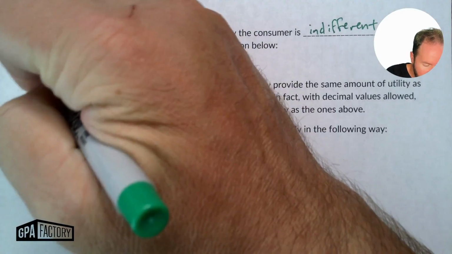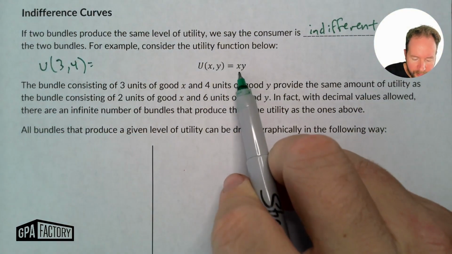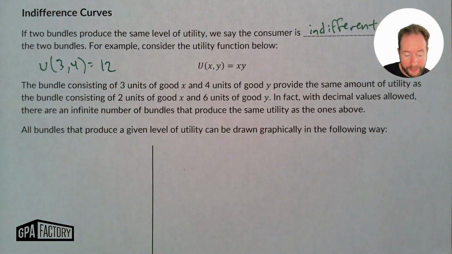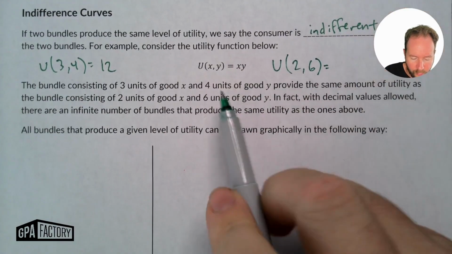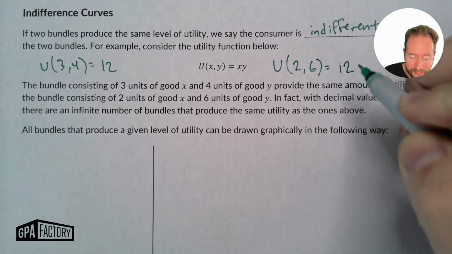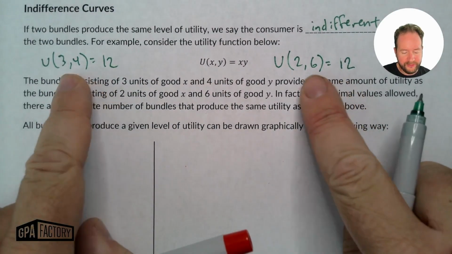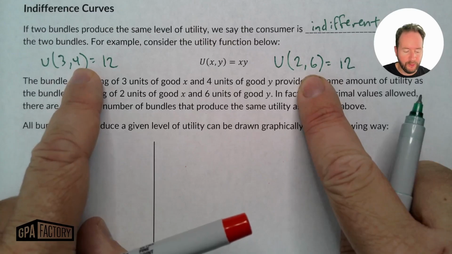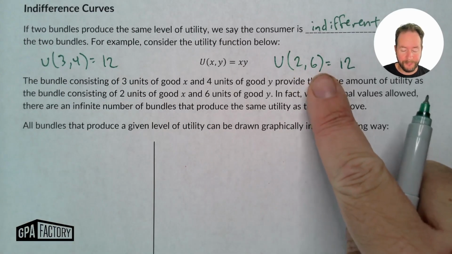What is U of 3, 4? Well, when I plug in 3 here for X and 4 here for Y, I get 3 times 4, which is 12. On the other hand, I could be looking at the utility for the bundle 2, 6, where I plug in 2 for X and 6 for Y, and that again gives me 2 times 6, which is 12. So I get the same result. This would suggest that the consumer is equally happy choosing 3 units of X and 4 units of Y as they are choosing 2 units of X and 6 units of Y.